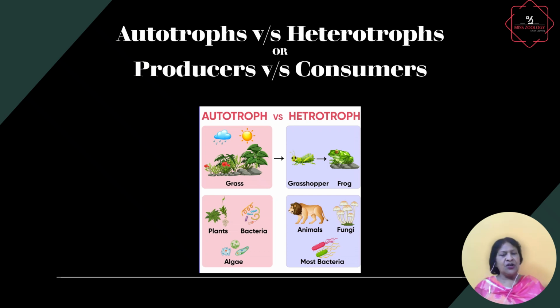Heterotrophs cannot perform the process of photosynthesis. Comes to the second point, for the autotrophs, they do not depend on any other organism for obtaining their food, but heterotrophs have to depend on other organisms for obtaining their food. These are the two basic differences.